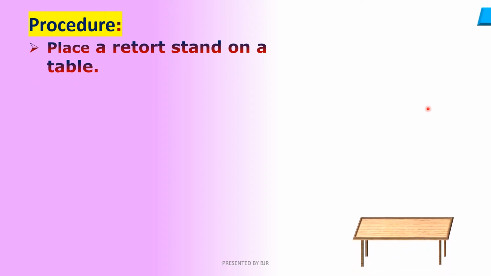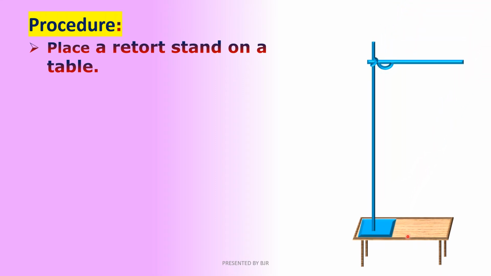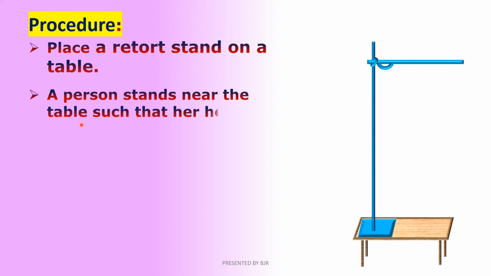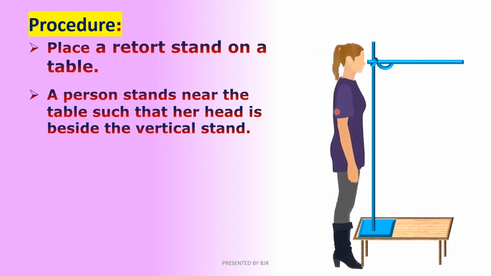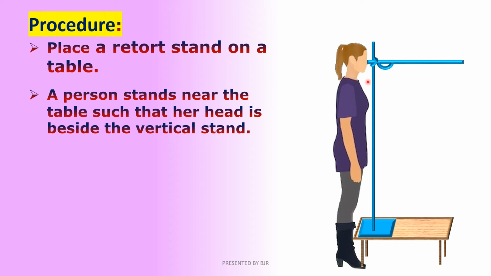Here I am placing the retort stand on the table, and next a person stands near the table such that her head is beside the vertical stand. Here is the person. She is going to stand here. That means she has to see the two ends of the vertical stand that I am going to keep here.